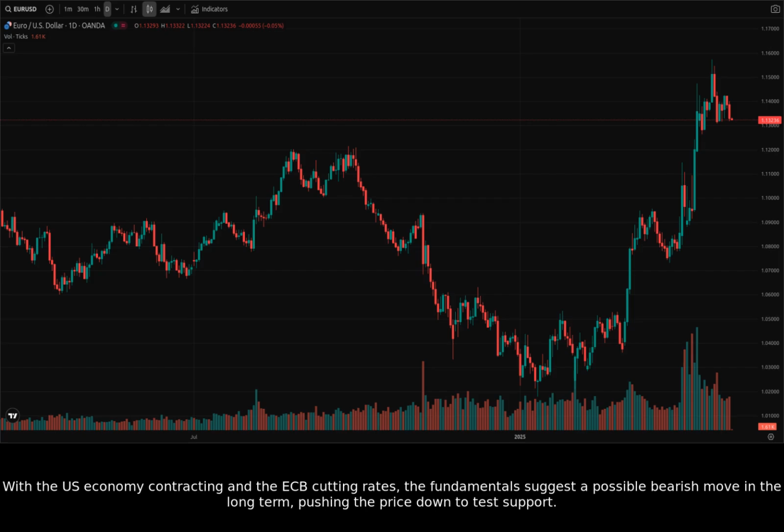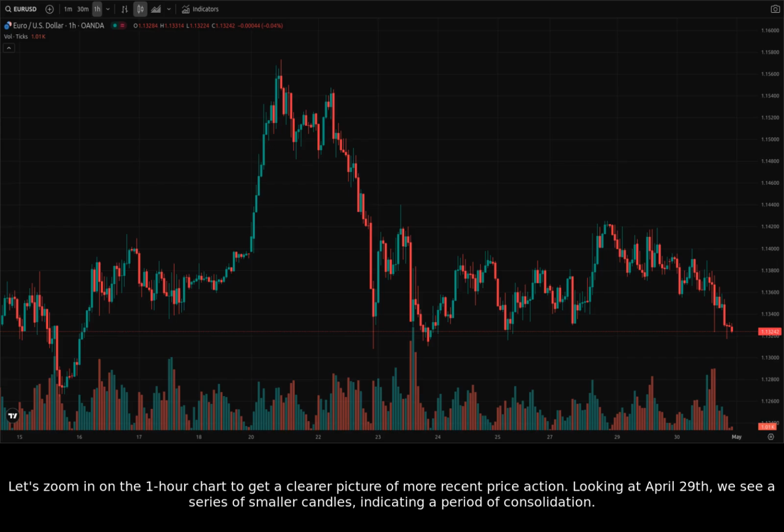With the U.S. economy contracting and the ECB cutting rates, the fundamentals suggest a possible bearish move in the long term, pushing the price down to test support. Let's zoom in on the 1-hour chart to get a clearer picture of more recent price action.